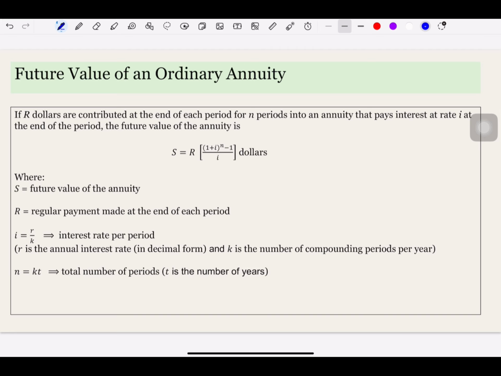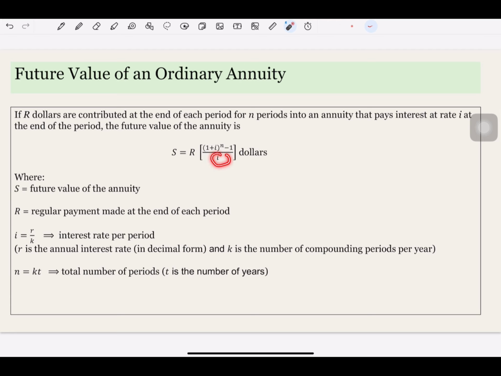An ordinary annuity means you're making a regular payment at the end of each period, like at the end of every month or every quarter. To find the future value of an ordinary annuity, we use this formula over here. Here S represents the future value. That means the total amount you'll have in the account at the end of the period, and R represents the regular payment that you have to make at the end of each period.